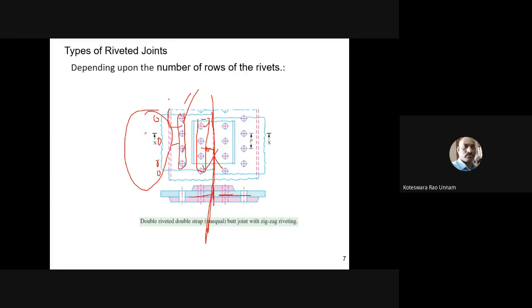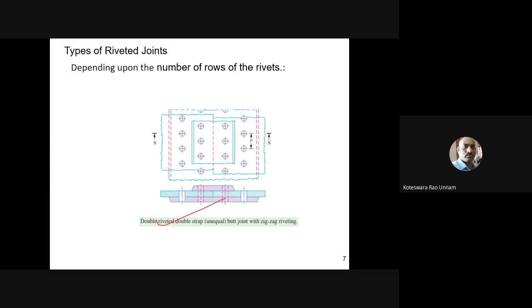So the outer row is nothing but the row of rivets which is farthest from the center line. If you take the center line here, if it is farthest, I'll call it the outer row. If it is closest, I'll call it the inner row. Similarly, this will be the inner row and this will be the outer row for this particular joint.